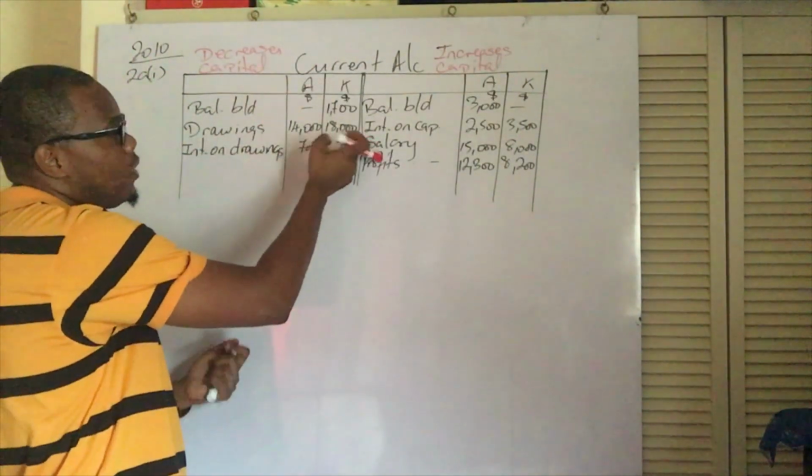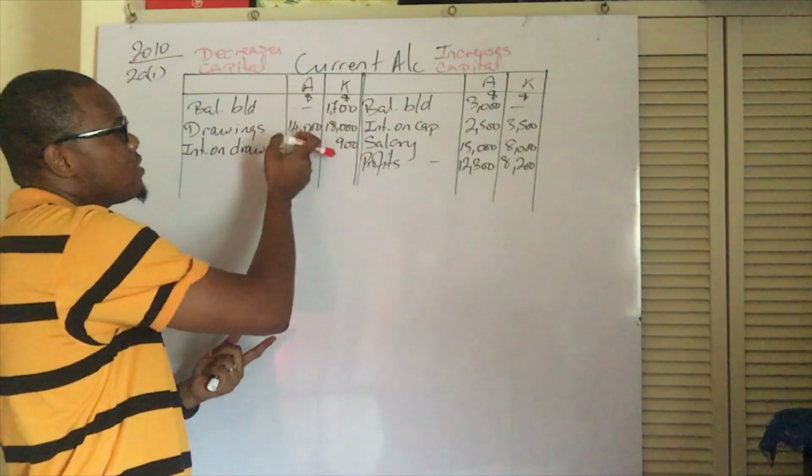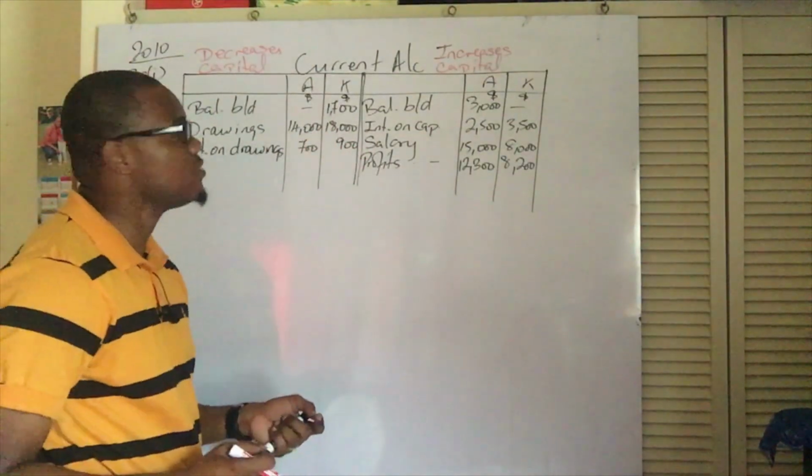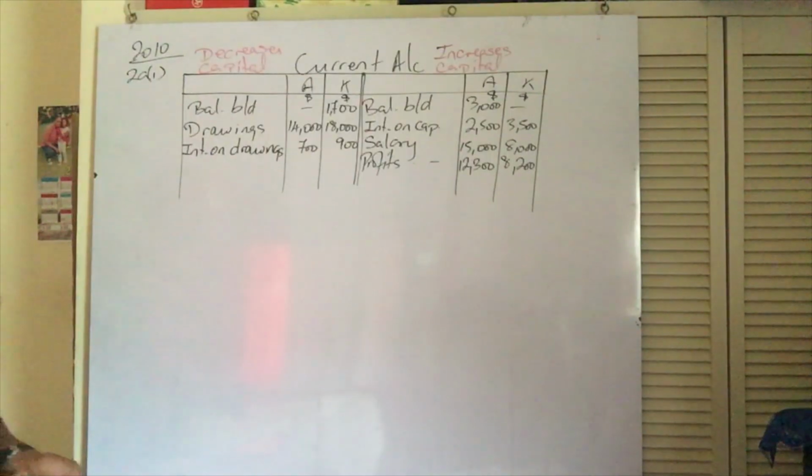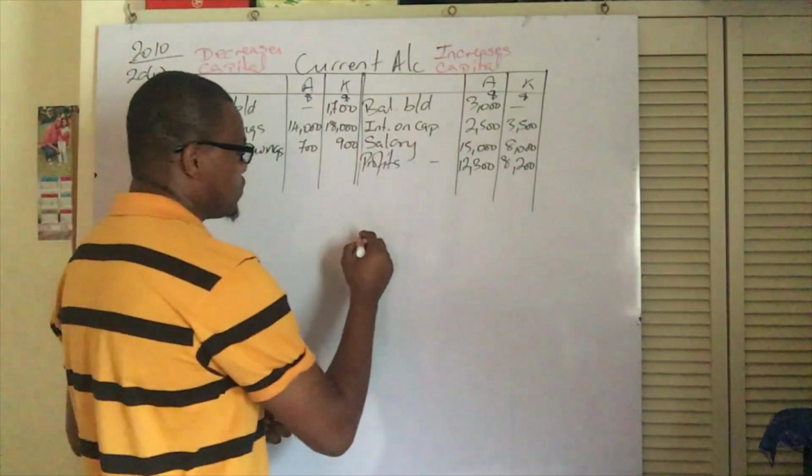So if you look at it, Carissa has way more drawings than Angel, and that is the reason why she has a negative balance on her current account. When they are giving you the current account figure, they may give it to you like this.